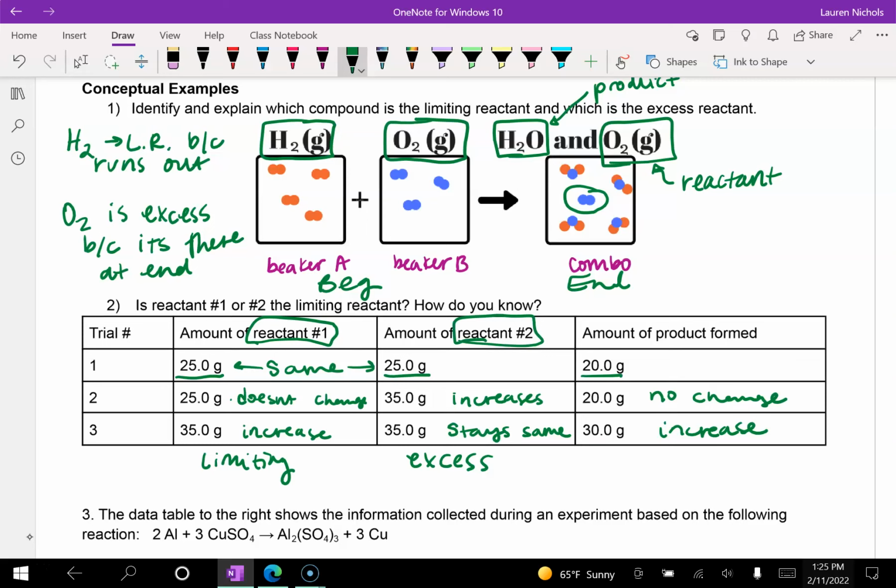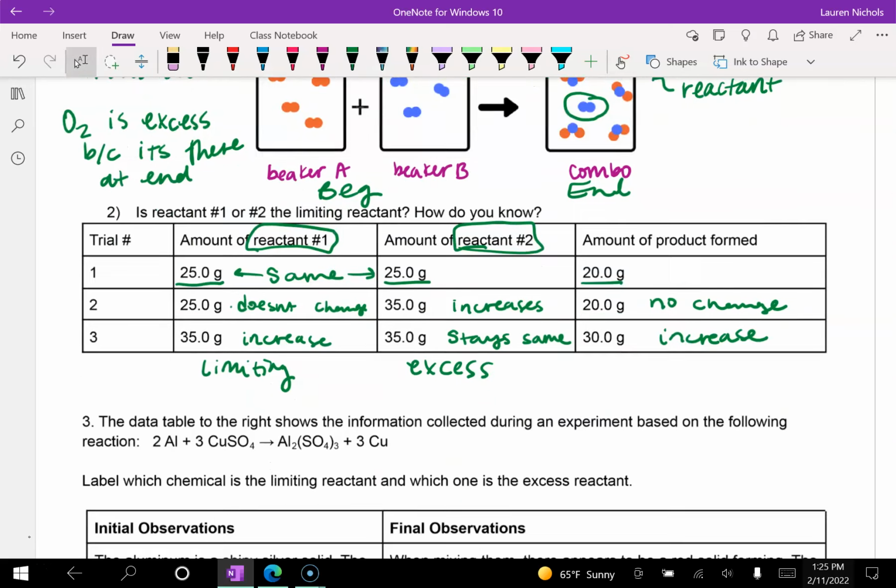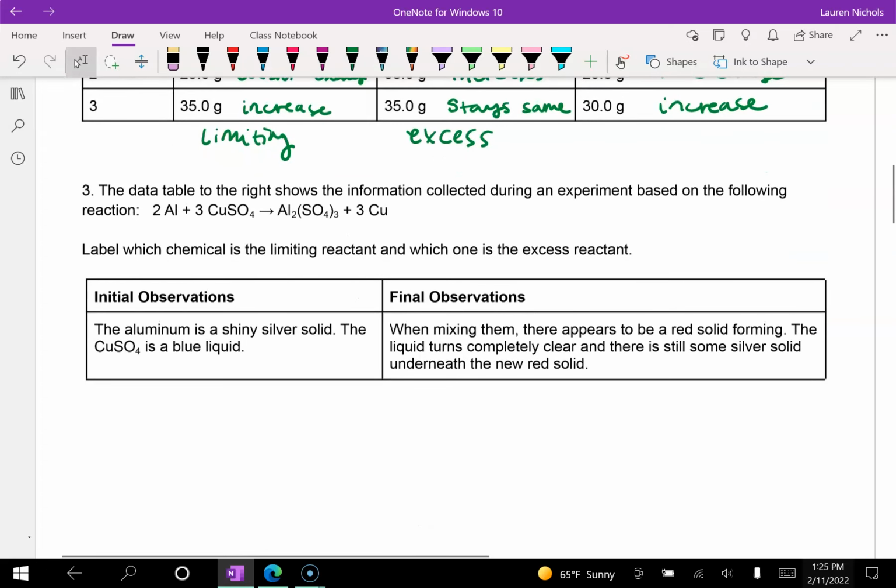There's a third example here. So it says the data table to the right, or in this case actually below it, shows the information collected during an experiment based on the following reaction. So we have 2 moles of aluminum plus 3 moles of copper sulfate producing 1 mole of aluminum sulfate and 3 moles of copper. And it says label which chemical is the limiting reactant and which one is the excess.